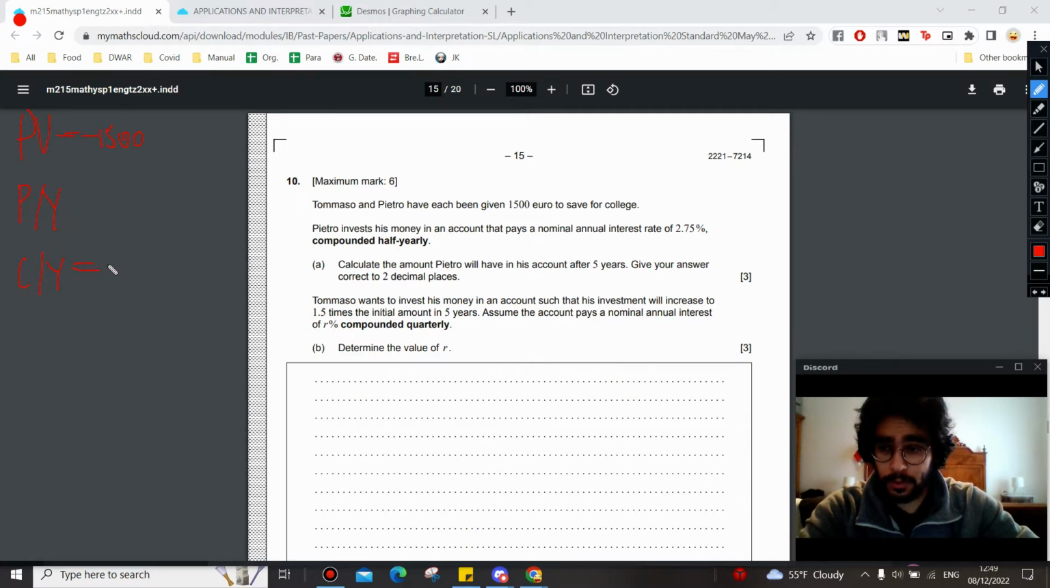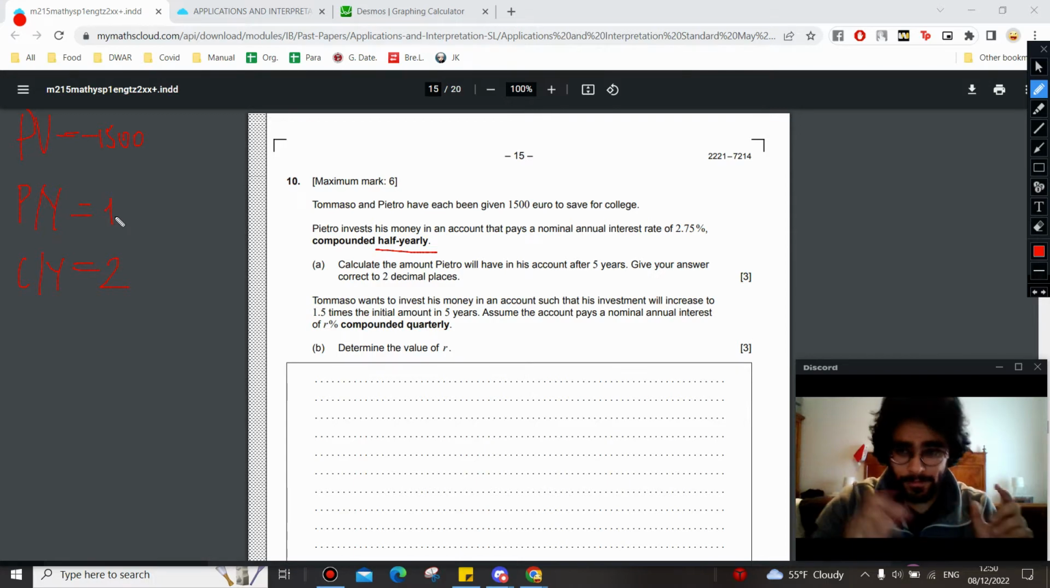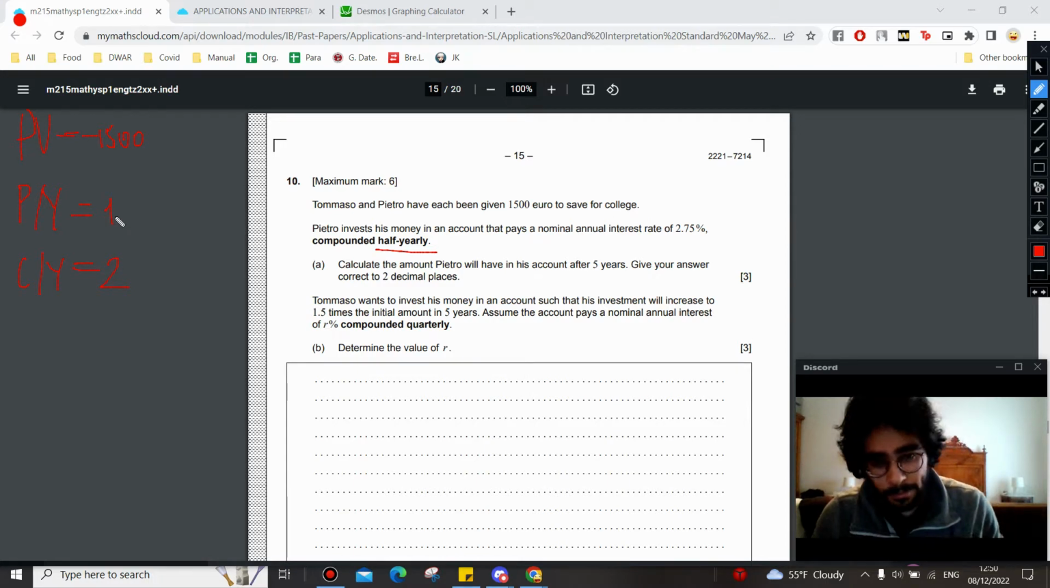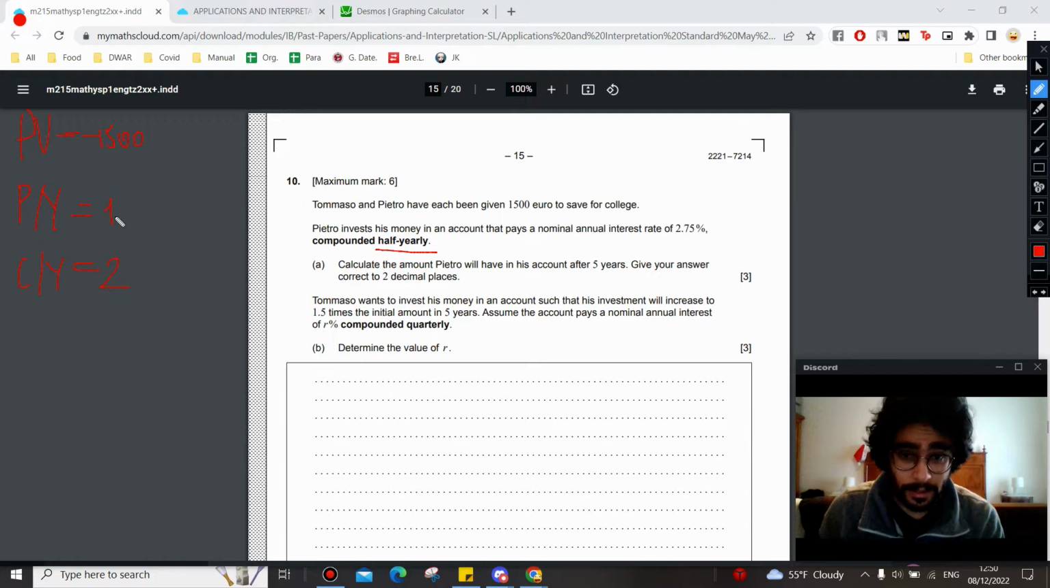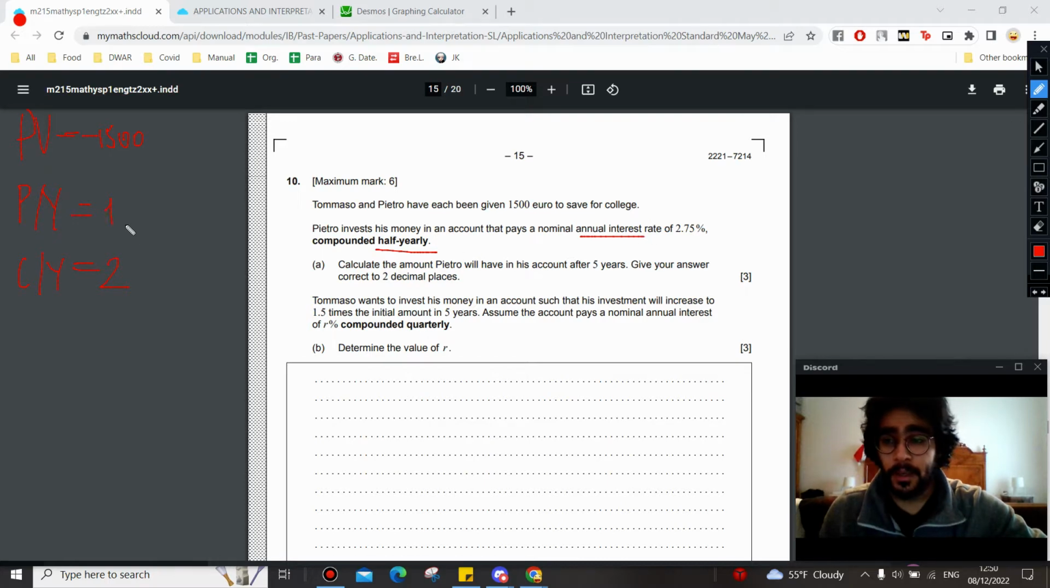Here the CY you can choose to be 2, because it's compounded half yearly, so it is counted 2 times in one full year. PY is how many times you are paid during the year. Maybe the wording is incorrect in my case. The interest rate is annual, so PY is 1, but it's compounded 2 times inside the year. You write down this information and you get the result. That's the part with the GDC.